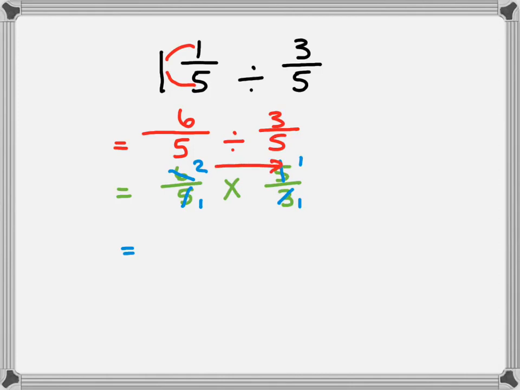2 times 1 is 2. 1 times 1 is 1. And we have here a whole number over 1, which can be rewritten as the number itself, because anything over 1 is the same as what it is on the top as a whole number. Okay, so you see, working with steps, how much simpler it is, one step at a time.